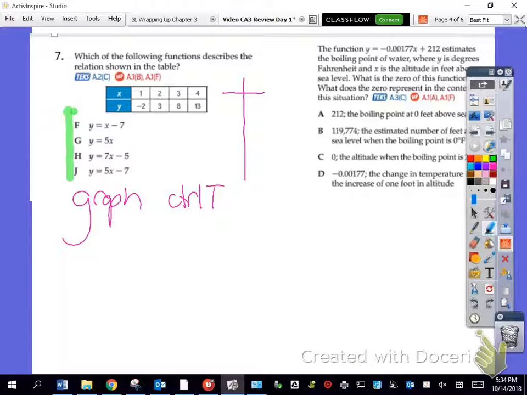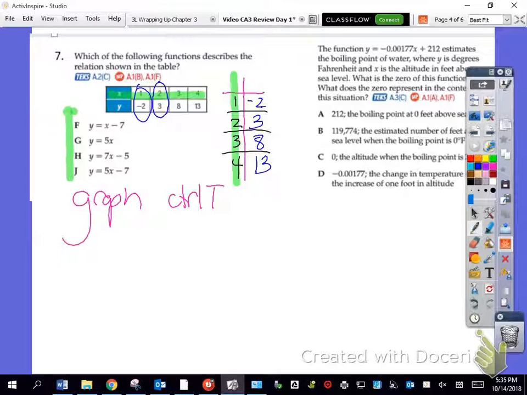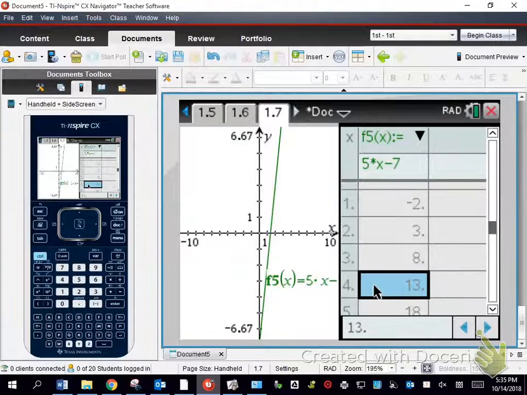Remember that the top number always goes in the first column. So you have 1, 2, 3, 4. 1, 2, 3, 4, and this is negative 2, 3, 8, 13. See, negative 1 goes with negative 2, positive 1 goes with negative 2, 2 goes with 3, 3 goes with 8, and 4 goes with 13. Now you can check and see which one it is. And so you just graph these, okay?